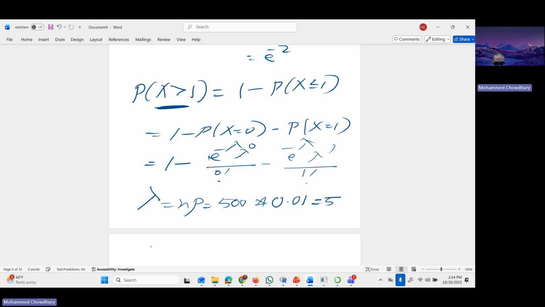So now we want to put here 1 minus e to the power minus 5 times 5 to the power 0 divided by factorial 0, minus e to the power minus 5 times 5 to the power 1 divided by factorial 1.